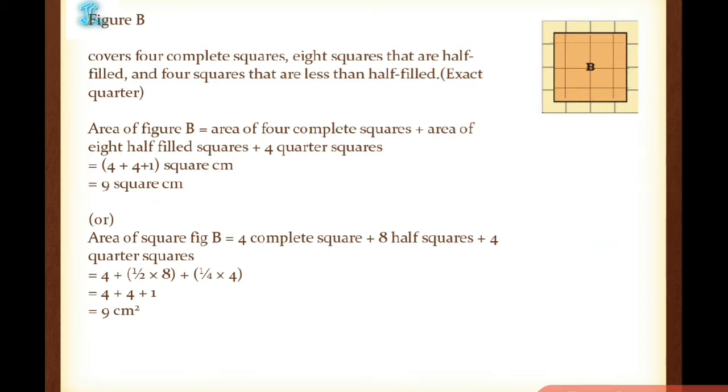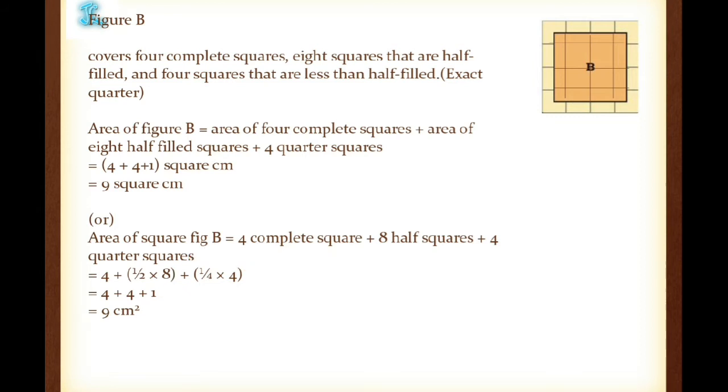Understood all of you? Now, once again I am saying, see how many we got? 4 complete squares, 8 half squares and 4 quarter squares. I am explaining again how I got it. 4 into 1, plus half into 8, plus 1/4 into 4. That is 4 plus 4 plus 1. That is 9 square centimeters.